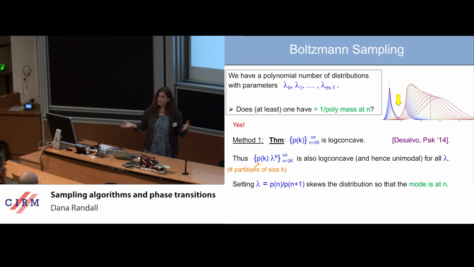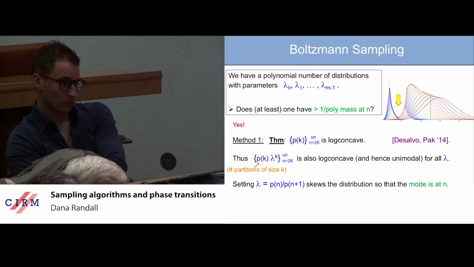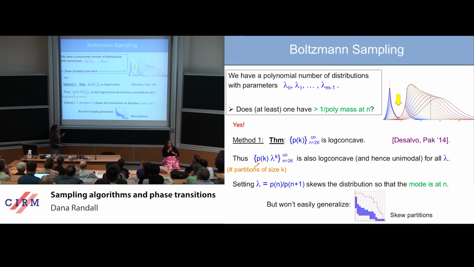So this is sort of the end of the story, but it isn't what our contribution was, so I'm going to go one step farther and say that this is great when you have it, but it took a lot of work to prove these distributions are log concave. And typically, if you have something, for example, these skew partitions, which I spelled wrong, they're not partitions.